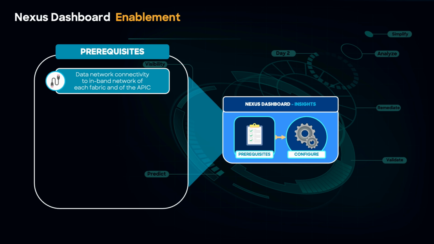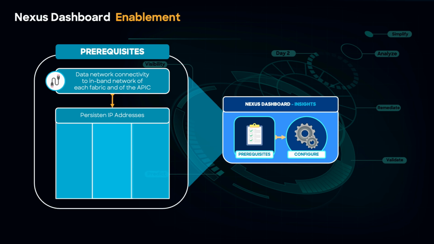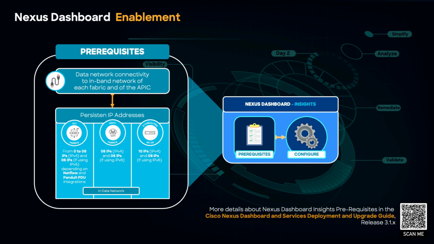But to provision the Insight service components, we require the provisioning of persistent IP addresses, and the number of IPs depends on the type of fabric from which we will receive the telemetry, whether they are ACI fabrics for SDN, Nexus Dashboard Fabric Controller for NXOS, or switches in standalone mode on NXOS. This is mainly at the data network level.